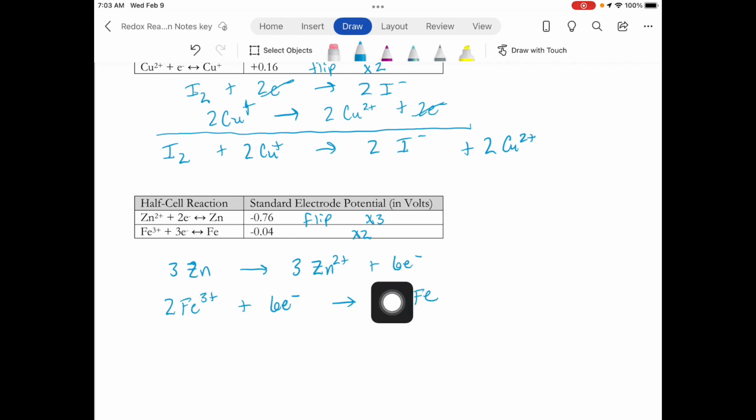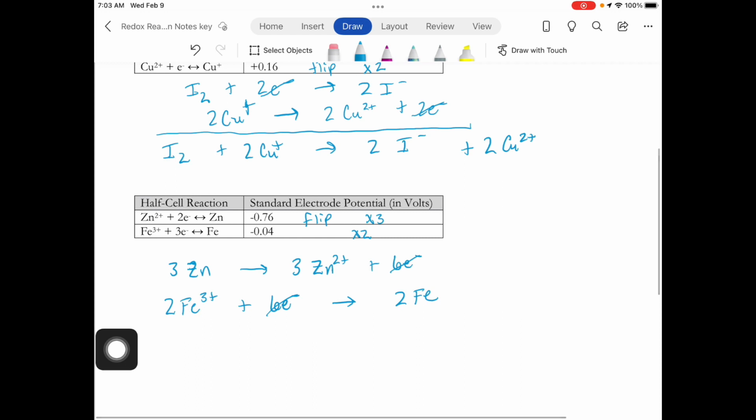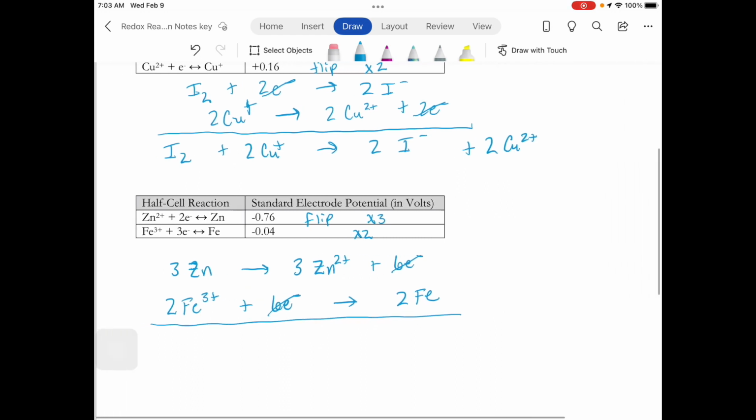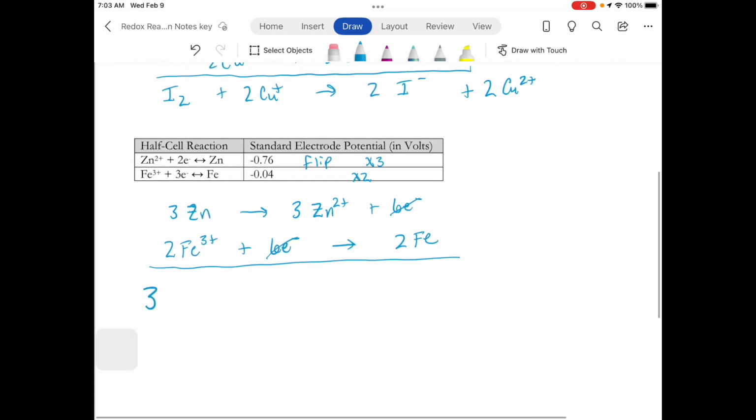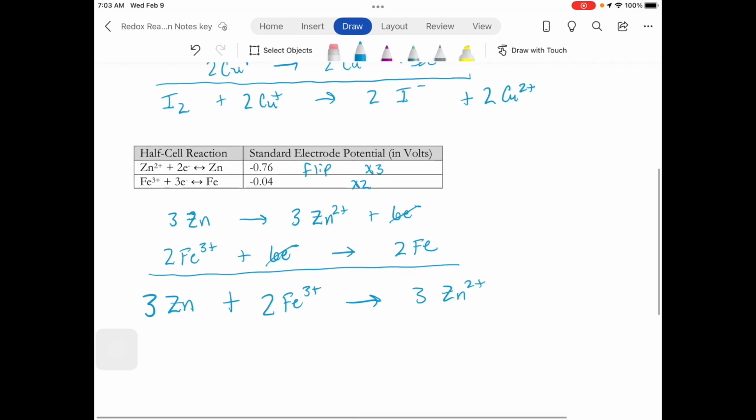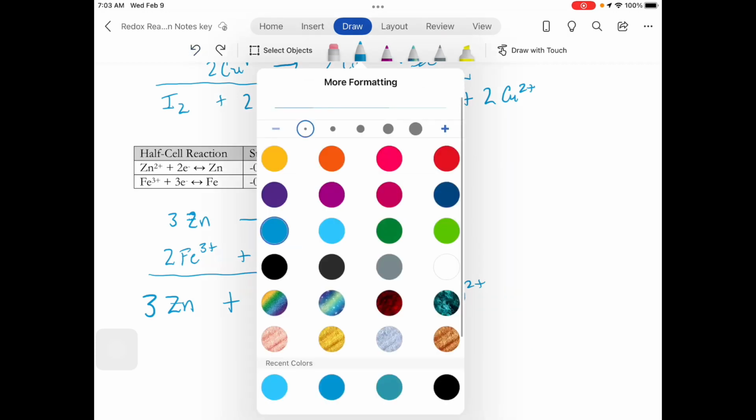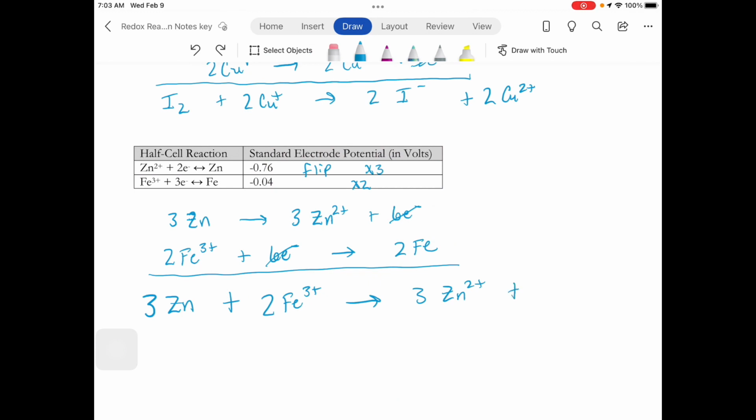So on the top we have 6 electrons on the right, and 6 electrons on the left on the bottom one, so those cancel out. And then write what you have left over. So I see 3 Zn and 2 Fe3+ on the left of the arrow, and then I see 3 Zn2+ and 2 Fe on the right.